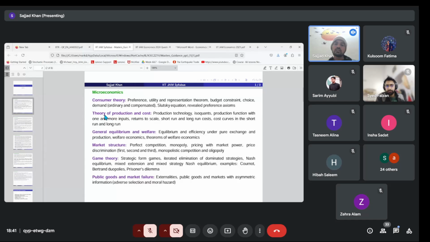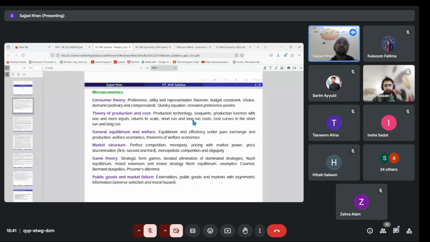In production theory, they ask one question which is very repetitively asked about the supply function. What will the supply curve be? If there are some firms in the industry, the individual supply will be given. They will ask what will be the overall industry production cost curve.